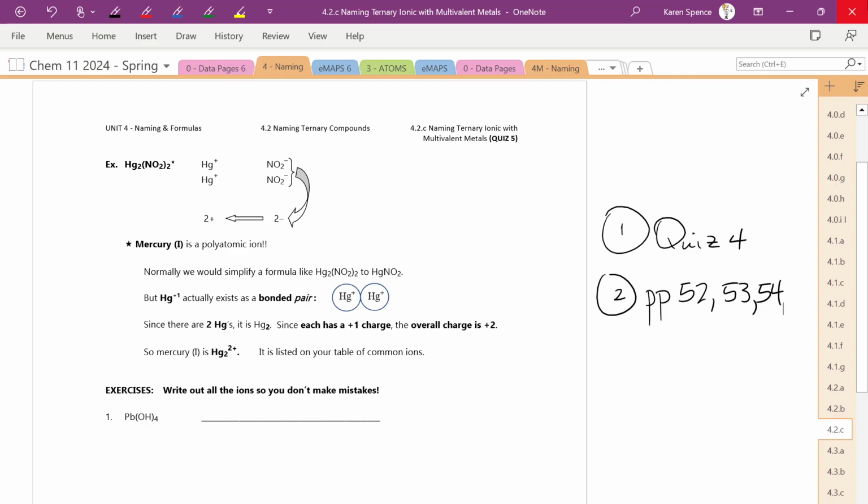Oh, do I not need to put in Roman numeral? That's right. No, not when it's only one.